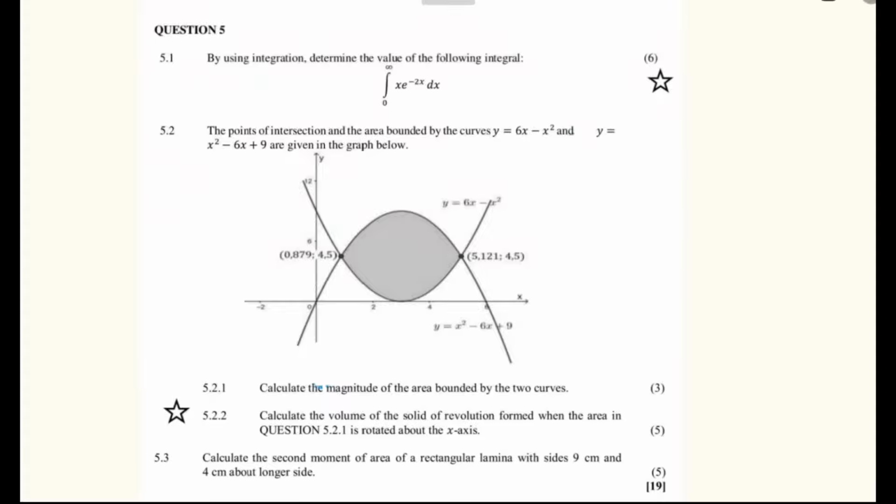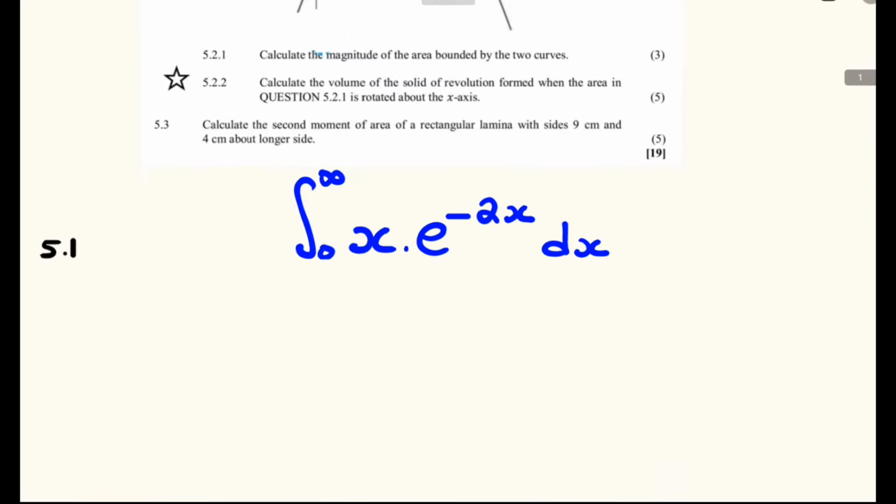My name is Pino. In this video, we go through question 5 from the August 2023 N5 Mathematics question paper. Question 5.1, we integrate x multiplied by e raised to the power negative 2x, and our integral is from 0 to infinity. We have a product of two functions, the x and the e raised to the power negative 2x, and we cannot use the u substitution method, so we are going to use integration by parts.